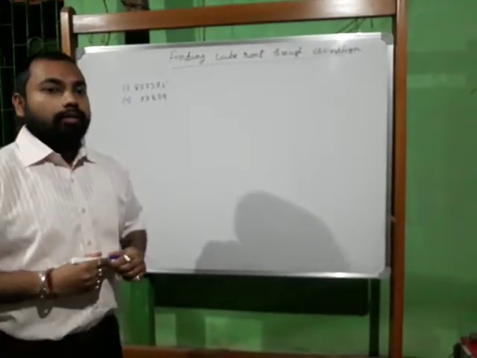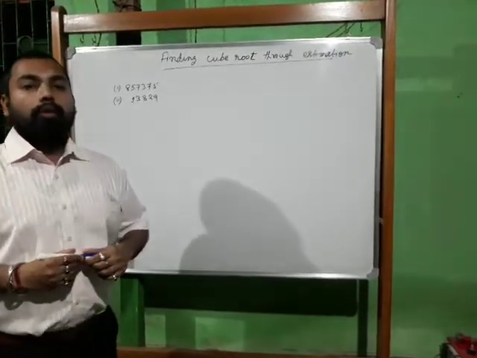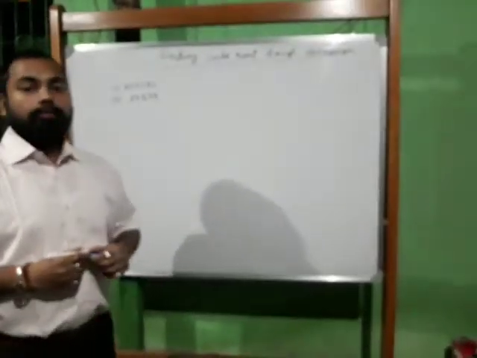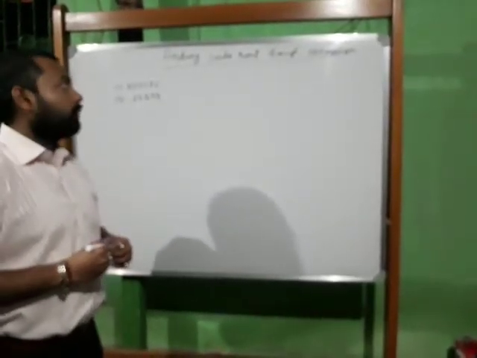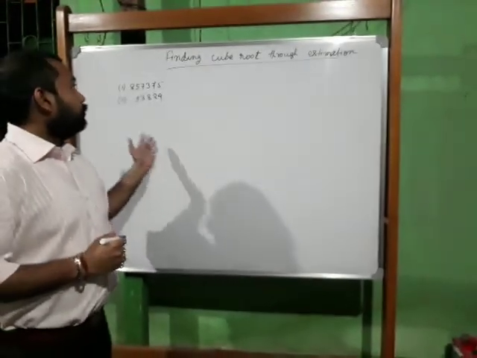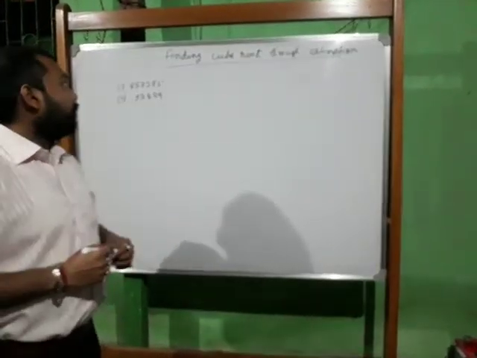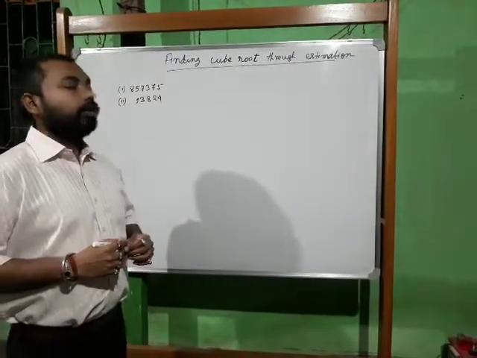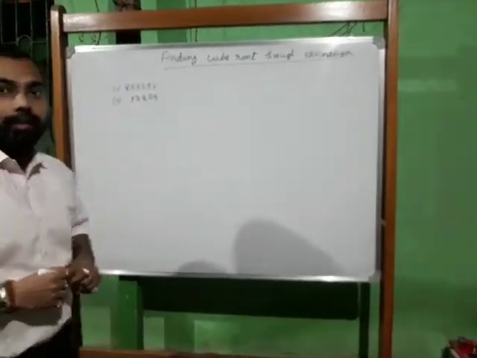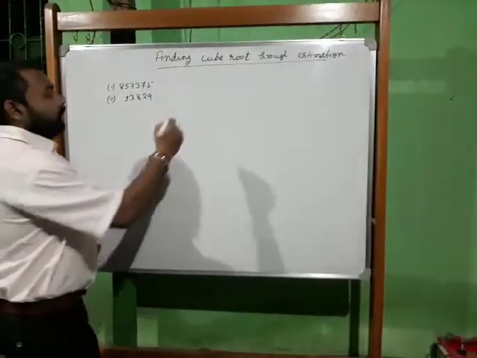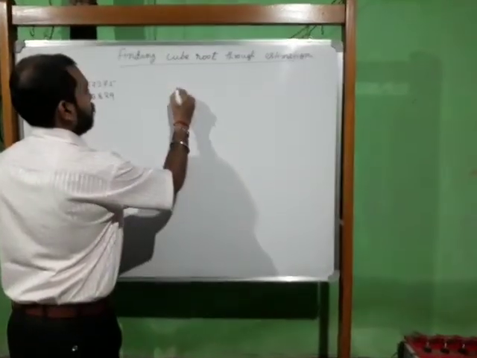Namaste everyone. In my last videos we have found the cube root by using the prime factorization method. Today we will find the cube root of a given number using the estimation method. So how do we find this?